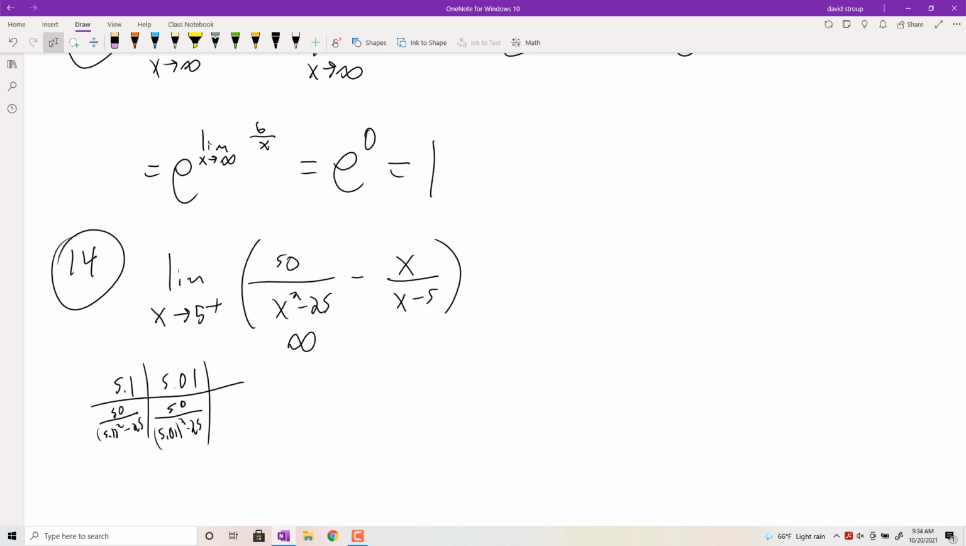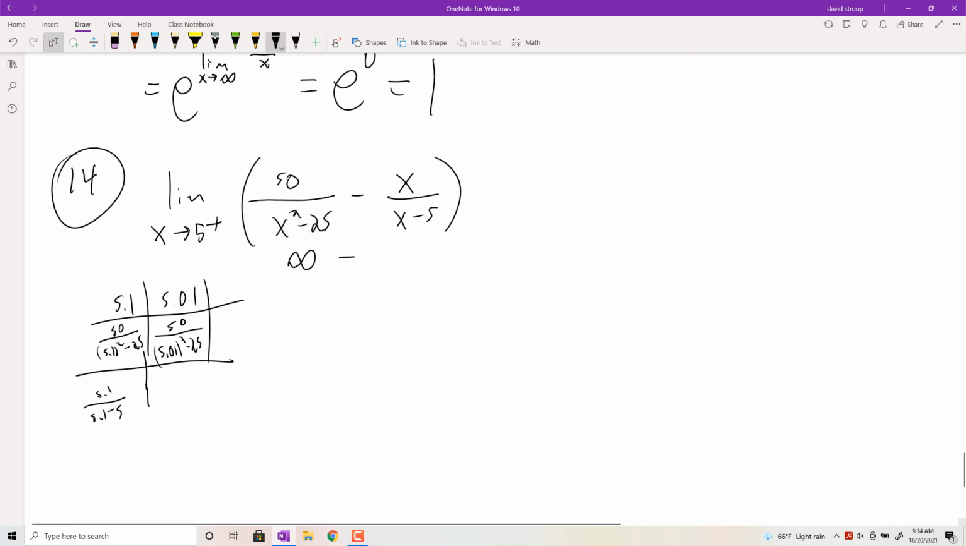So it's going to be positive infinity. The other one, the same kind of reasoning: if you put 5.1 in there, you'll have 5.1 all over 5.1 minus 5. So you'll have basically 5.1 over 0.1. 0.1 is 1/10, so that will end up being 51, right?